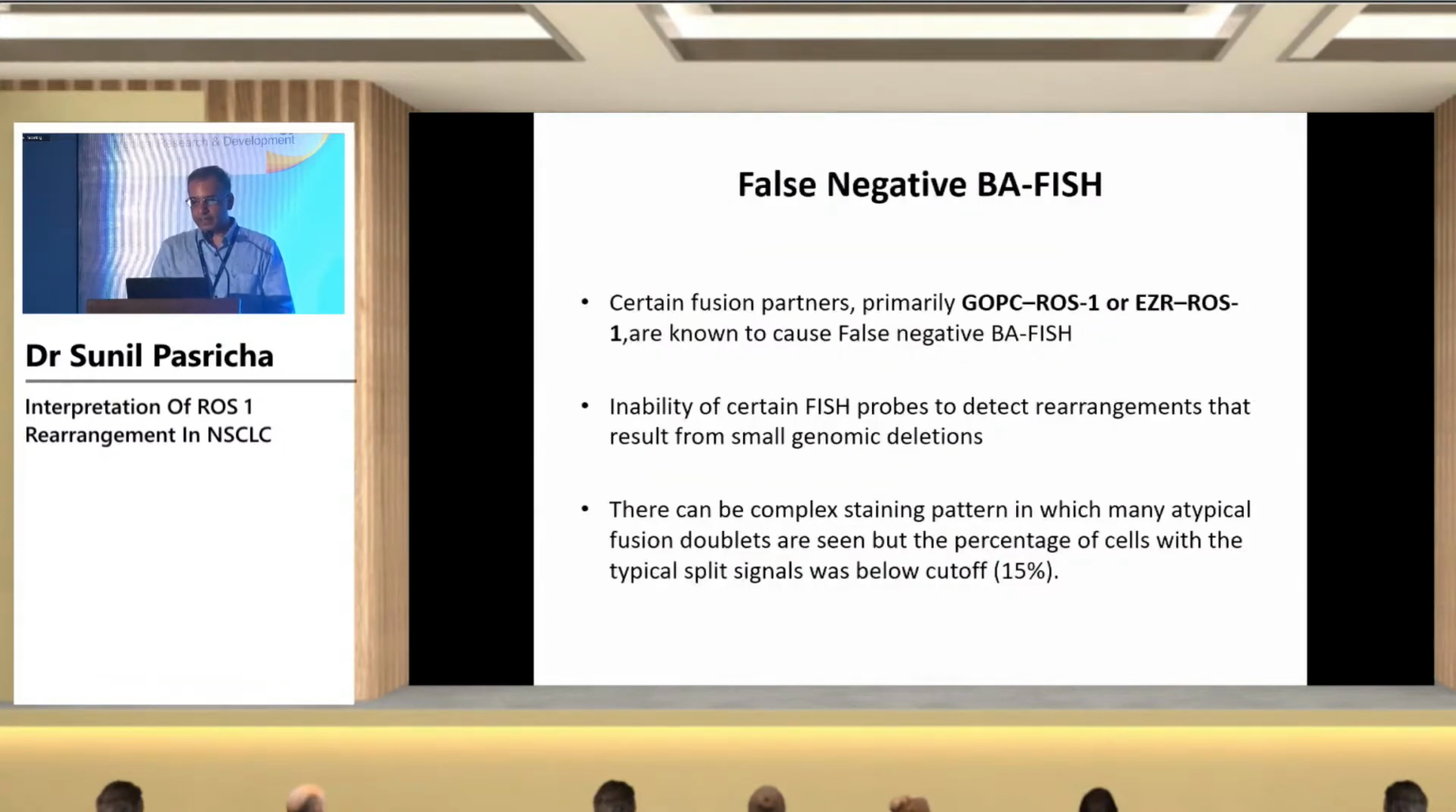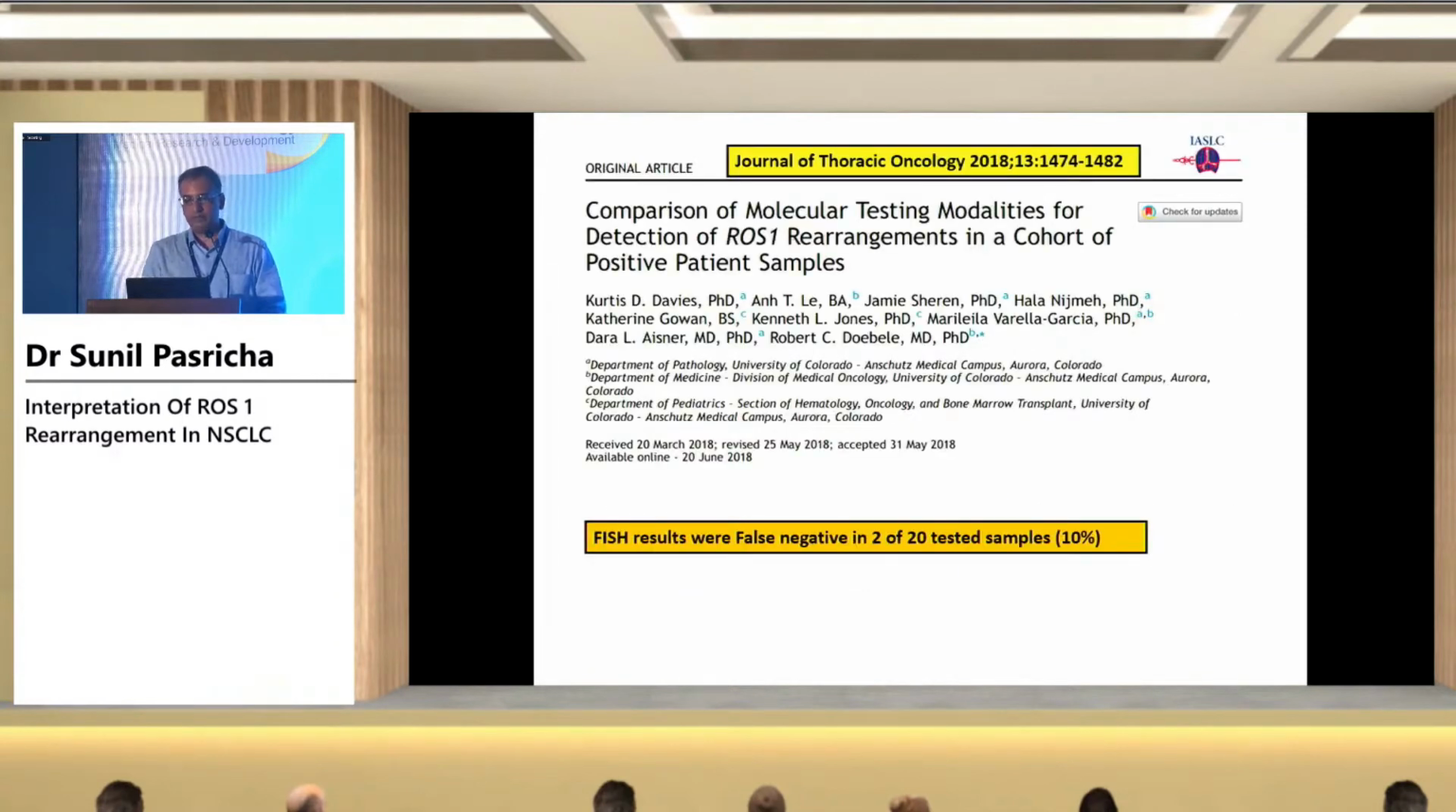So a false negative break apart FISH can occur when certain fusion partners, primarily GOPC-ROS1 or EZR-ROS1, are known to cause a false negative break apart FISH. It is the inability of certain FISH probes to detect rearrangements that result from small genomic deletions, and there can also be complex staining patterns in which many atypical fusion doublets are seen, but the percentage of cells with split signals was below 15%. So this was a study published in JTO.